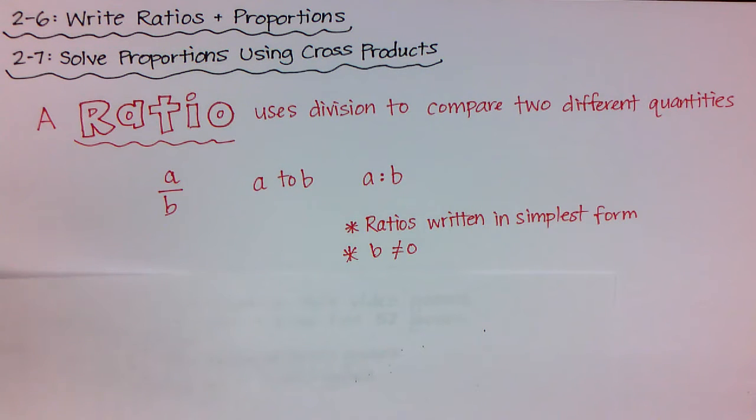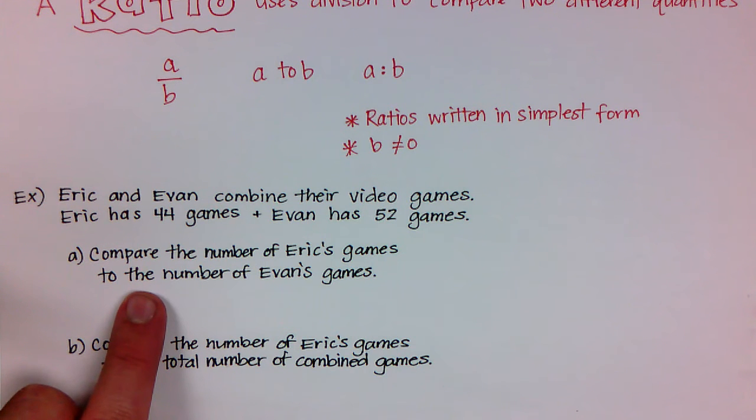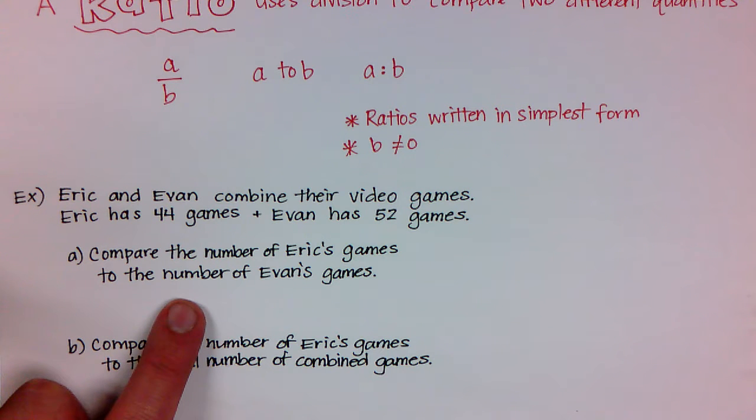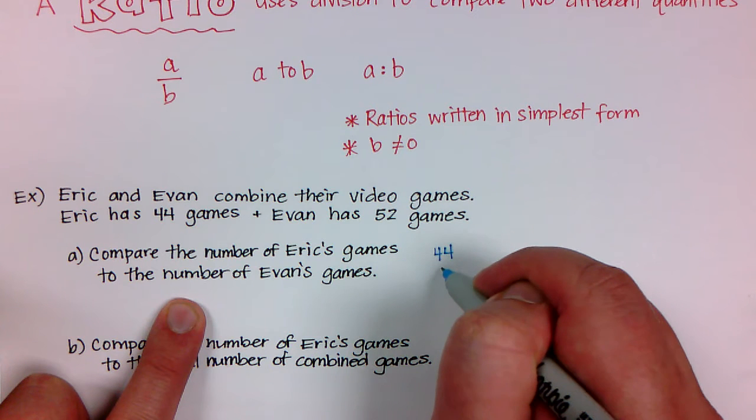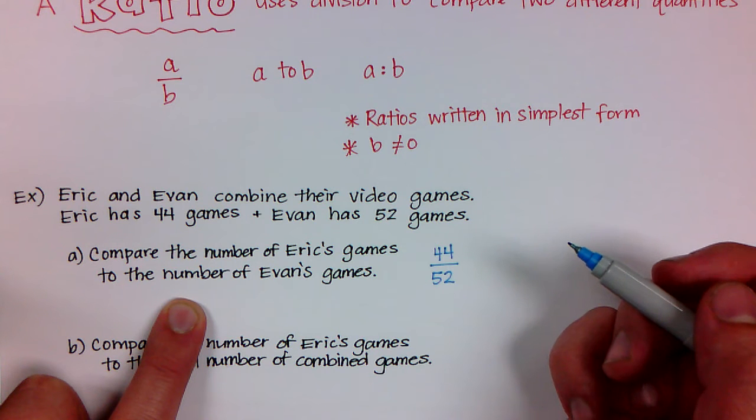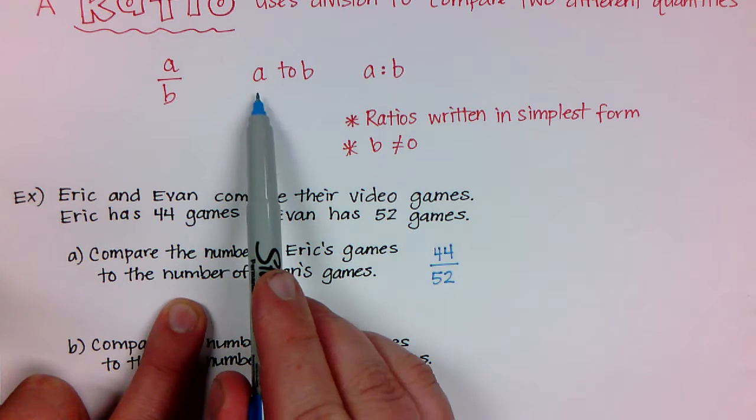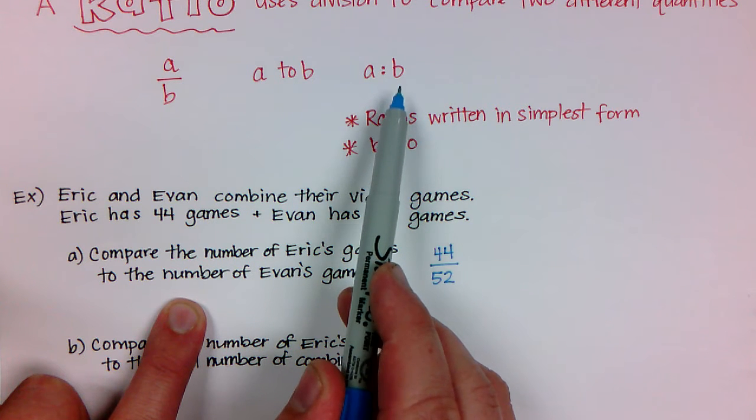So let's look at an example that I wrote. I wrote here that Eric and Evan are going to combine their video games. Okay, Eric has 44 games, let's say, and Evan has 52 games. I really don't know how many they have. So for our first part, I want us to just simply compare the number of Eric's games to the number of Evan's games. So I can say 44 for Eric over 52 games for Evan. Okay, that's one way that I could write it. Or I could write it as 44 to 52, or with the colon, 44:52.